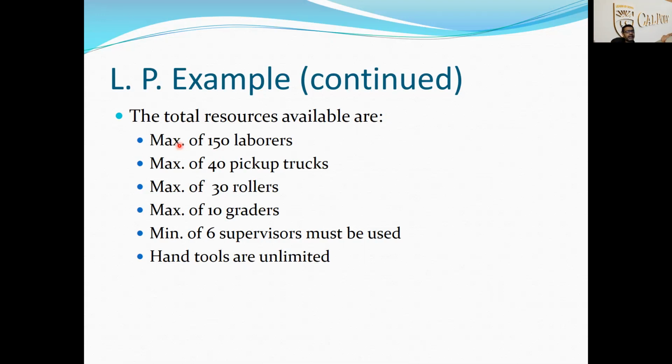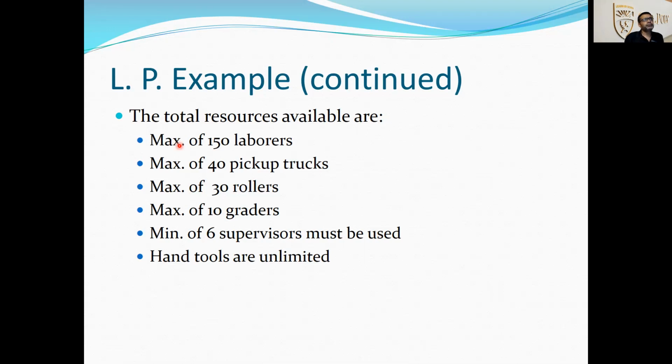It's maybe the government agency that is asking you to maintain the road. It's telling you that, hey, you can't just have laborers working on their own. You have to have some engineer, supervisor, or whatever. And you have to have at least 6 supervisors in the mix. And hand tools are unlimited. So hand tools, nobody cares. You can use whatever.